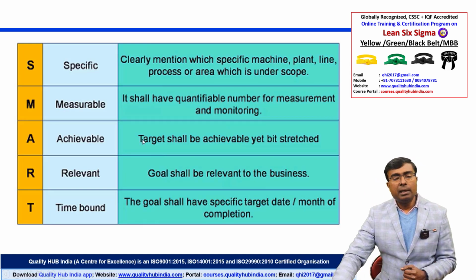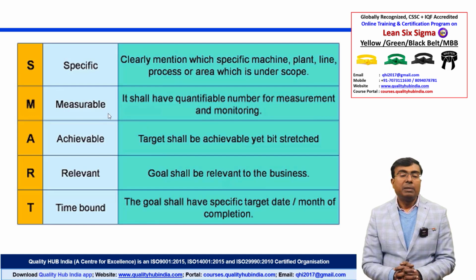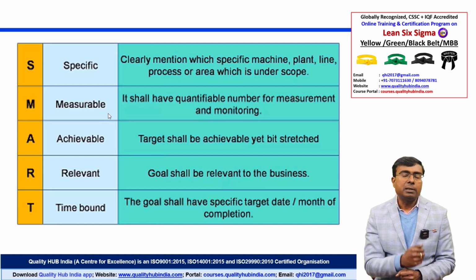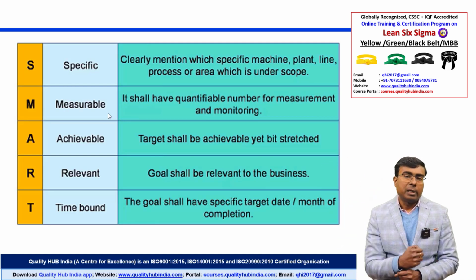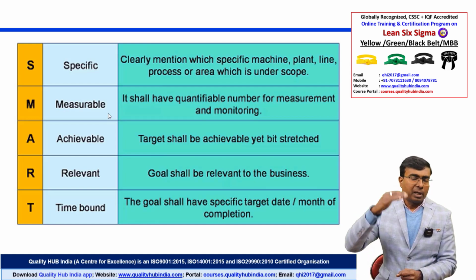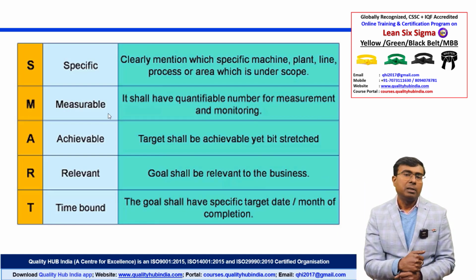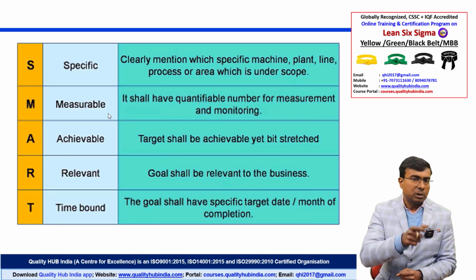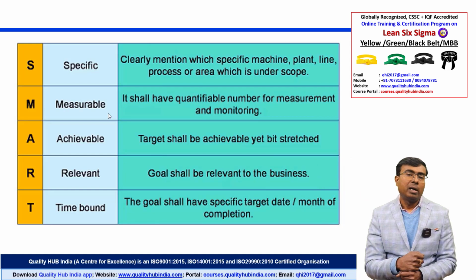And the second one is M, which stands for measurable. Whatever goal you are setting, it has to be quantifiable. There has to be some number, and typically the measurable number should show the before status or the current status and the target you are trying to achieve. For example, in the particular area of production we are talking about, if the production head wants to set a target from the current level of 1000 products per shift to 1500 products per shift, the measurable numbers would be the current level of 1000 and the new level of 1500.